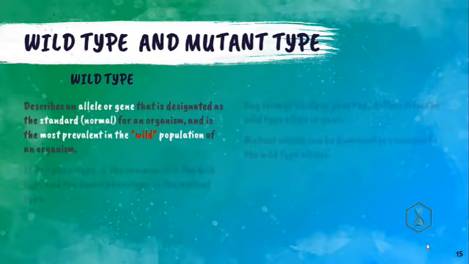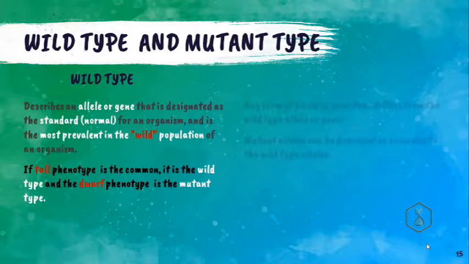What is wild type and mutant type? Wild type describes an allele or gene that is designated as standard or normal for an organism and is the most prevalent in the wild population of an organism. That is, wild type is considered to be the standard, normal, most commonly seen in the population. For example, if the tall phenotype is the most common, it is considered to be the wild type, and the dwarf phenotype is the mutant type.